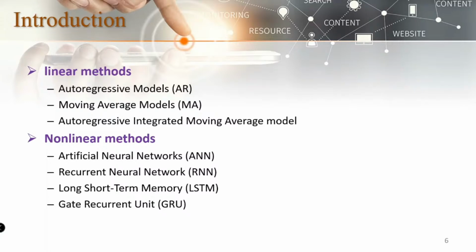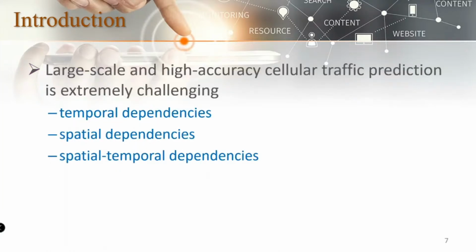It can be classified as linear models, such as autoregressive models, moving average models, and the autoregressive integrated moving average model, and nonlinear models, such as artificial neural networks, recurrent neural networks, long short-term memory, and gated recurrent unit. However, large-scale and high accuracy cellular traffic prediction is extremely challenging. The reasons are as follows.